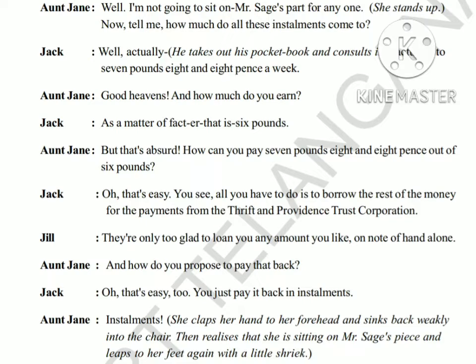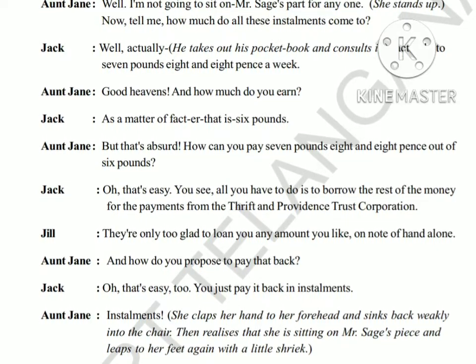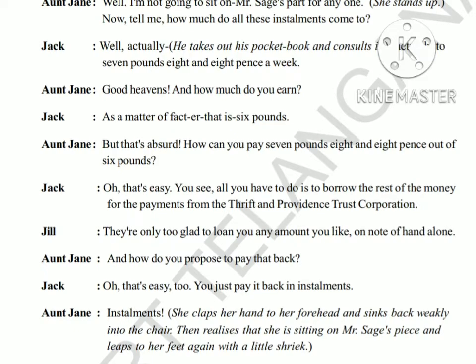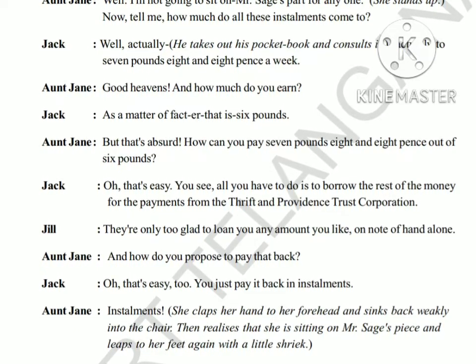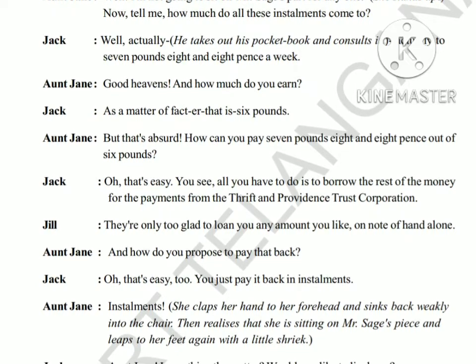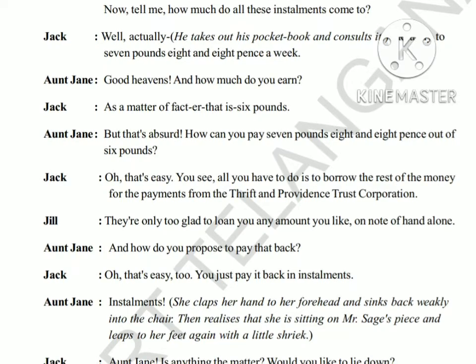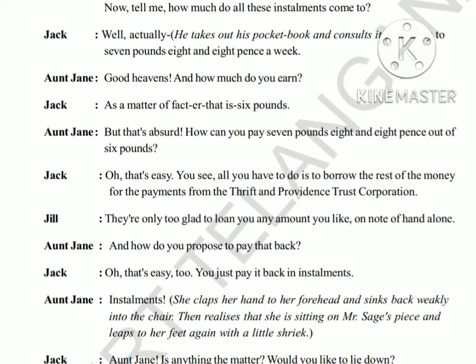How can you pay £7, 8 and 8 pence out of £6? Jack: Oh, that's easy. You see, all you have to do is to borrow the rest of the money for the payments from the Thrift and Providence Trust Corporation.